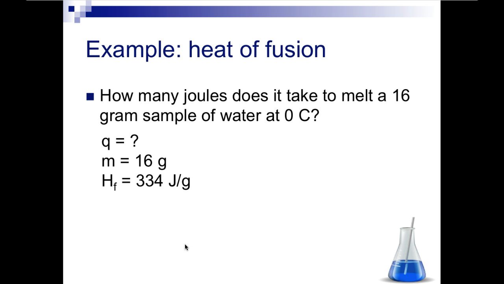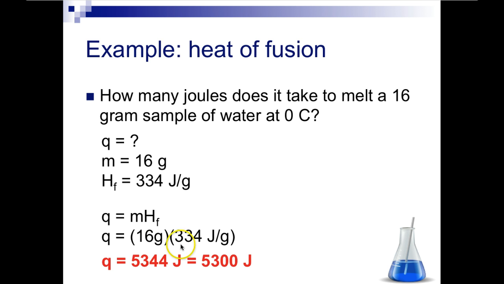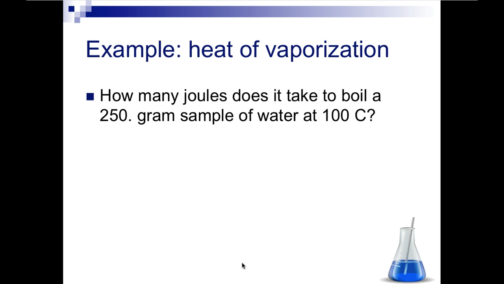So we don't know what Q is because that's what we're solving for. We know what the mass is, and since it's a heat of fusion problem, we need the heat of fusion constant from table B in your reference packet. So then we're going to plug everything into the formula and then solve. And remember, this has 2 sig figs, this has 3 sig figs, so our answer needs to have 2. So 5,344 is going to be rounded to 5,340. Or excuse me, 5,300.